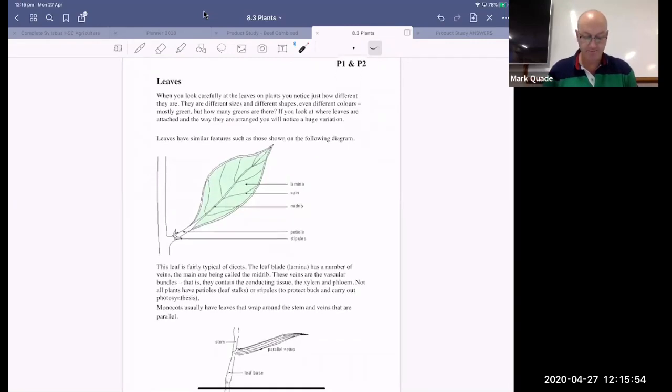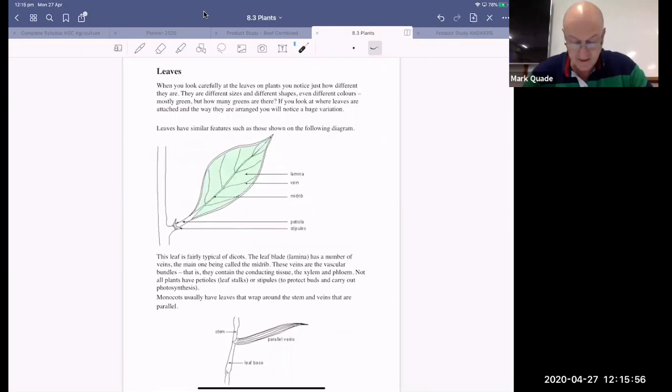So basically, again, we're talking about monocots and dicots. Now remember that monocots have one seed leaf, so when they come out of the ground, they've only got one leaf. With dicots, di means two, so they have two seed leaves when they come out of the ground after they germinate.